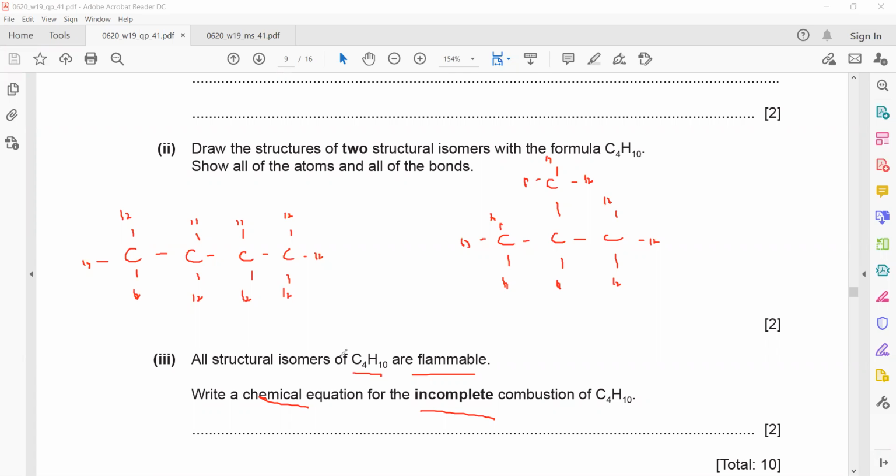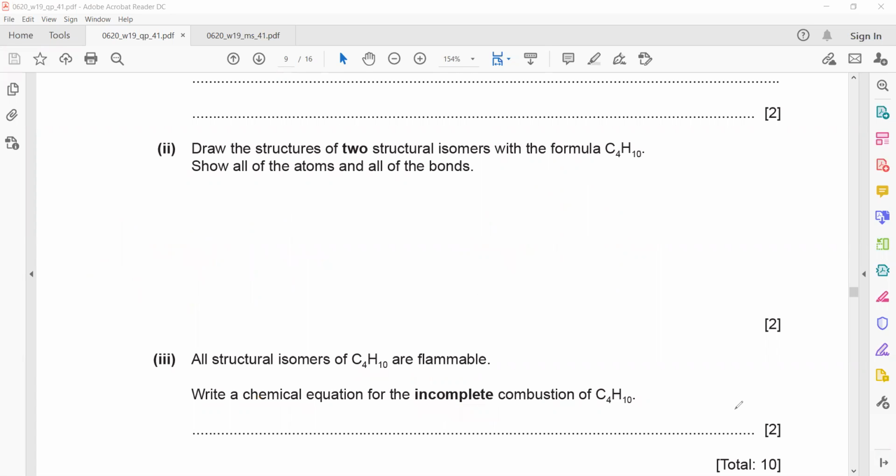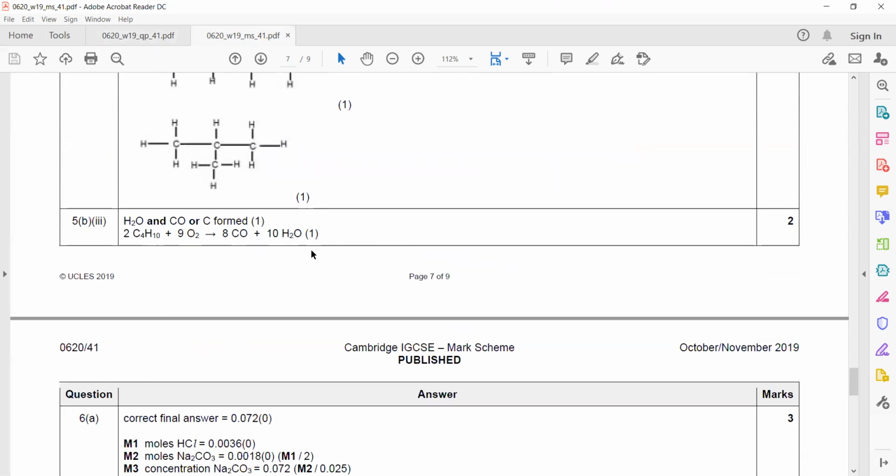What will be the incomplete combustion? Incomplete combustion means unburned carbon. You can write, it has many possibilities. Carbon monoxide can be there. You can see here acceptable water and carbon monoxide or carbon, but it should be balanced as well.